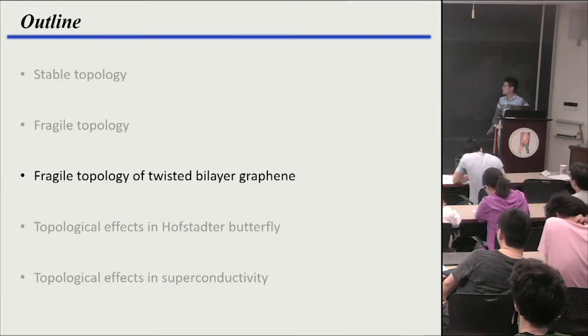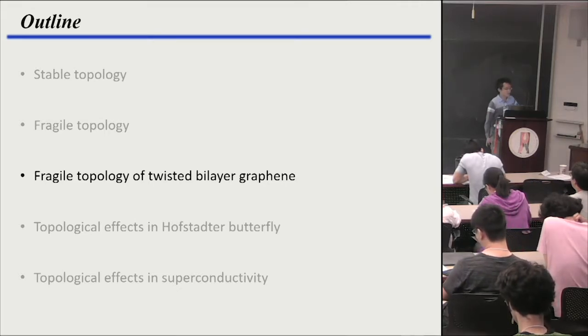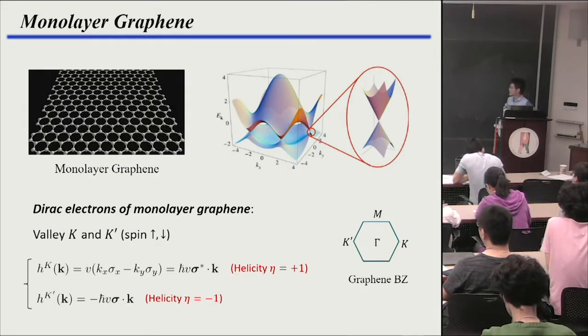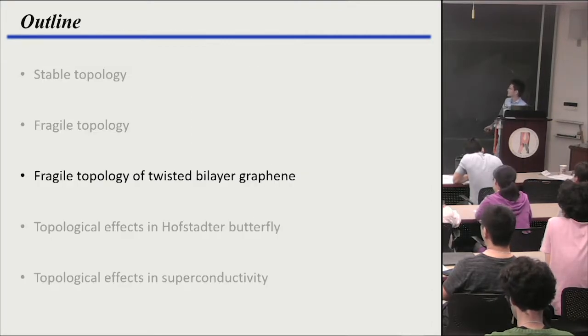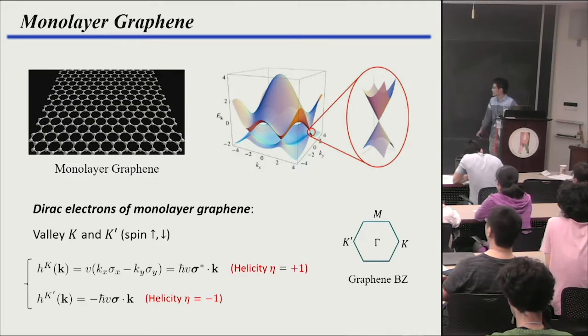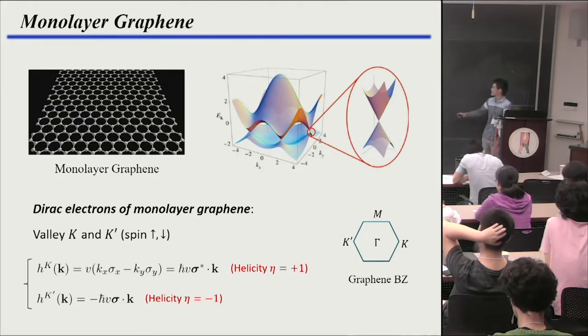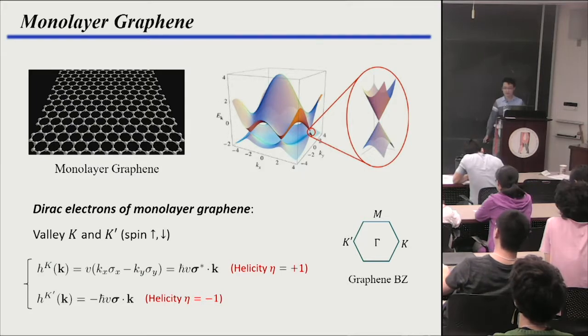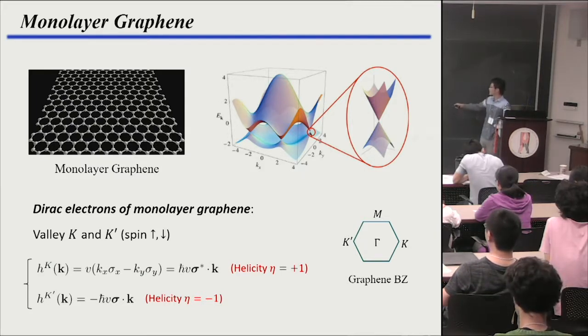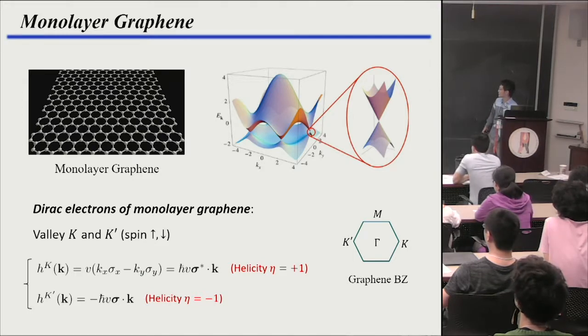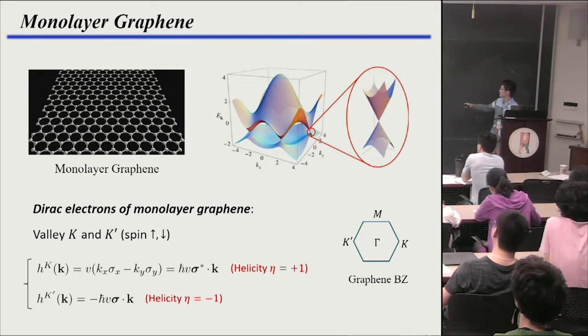now let's talk about a practical example, the twisted bilayer graphene. Fragile topology is a recent concept, but luckily soon people found an example in the recently extensively studied twisted bilayer graphene. So let me briefly explain what twisted bilayer graphene is. This is monolayer graphene, which all of you are familiar with. At low energies, monolayer graphene just has two Dirac fermions at the K and K prime points of the graphene Brillouin zone.